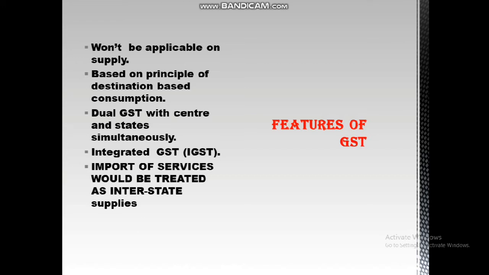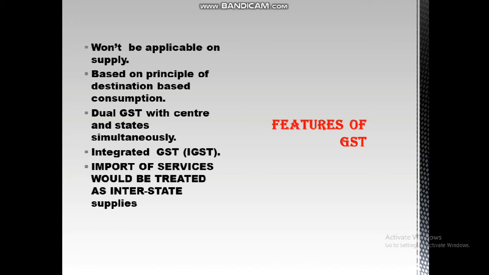Import of goods would be treated as interstate supplies and would be subject to IGST in addition to the applicable customs duties. Import of services would be treated as interstate supplies and would be subject to IGST. The CGST, SGST or UTGST and IGST would be levied at rates to be mutually agreed upon by the Centre and the States under the aegis of the GSTC.